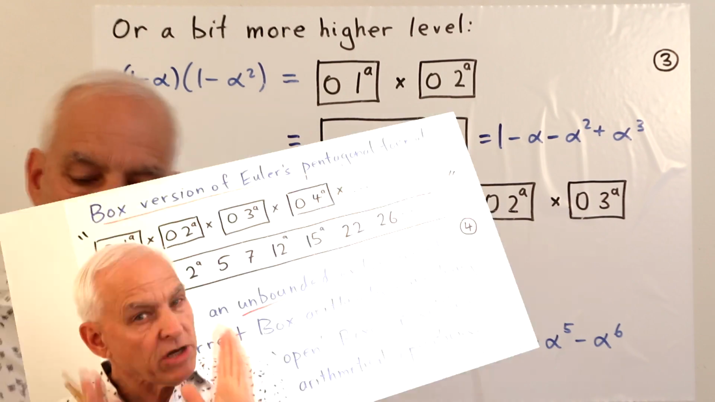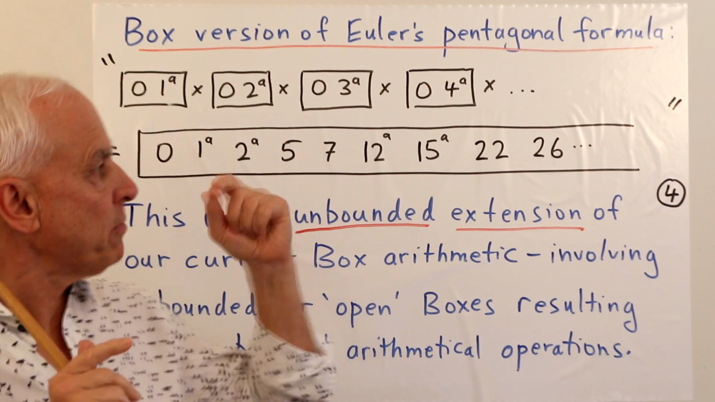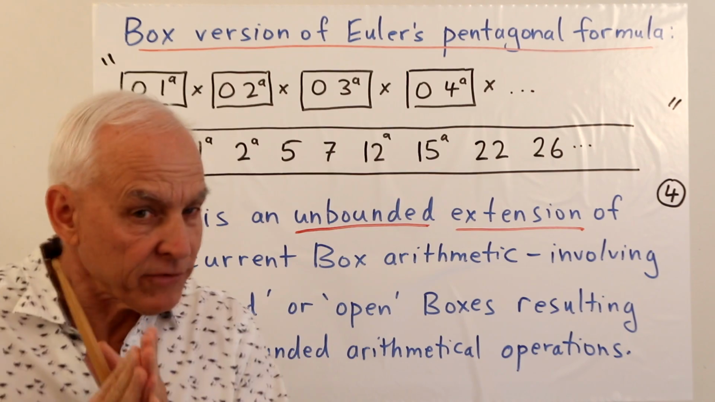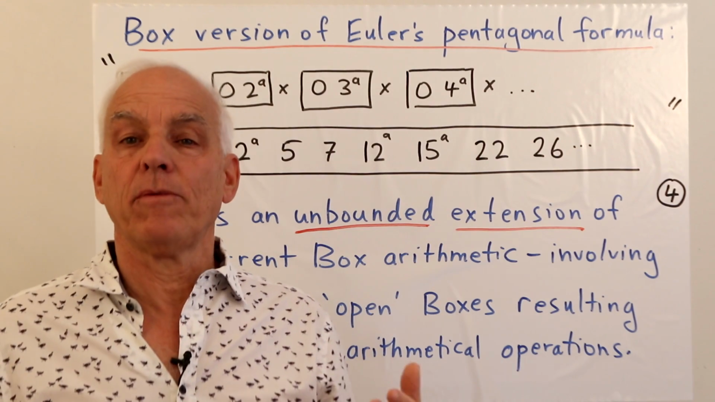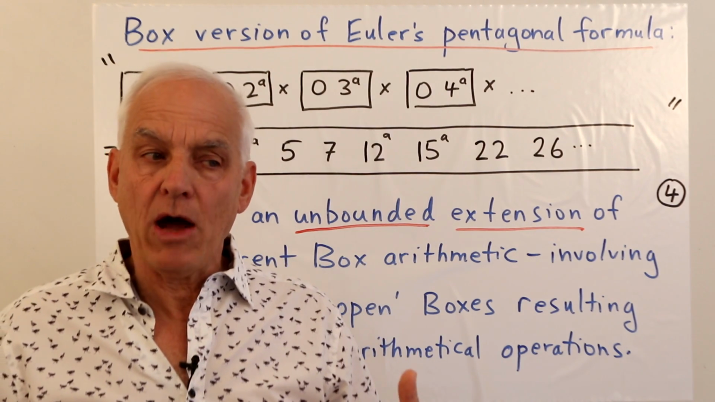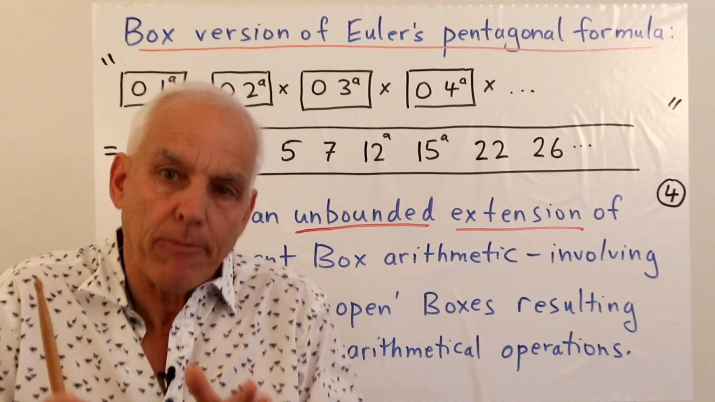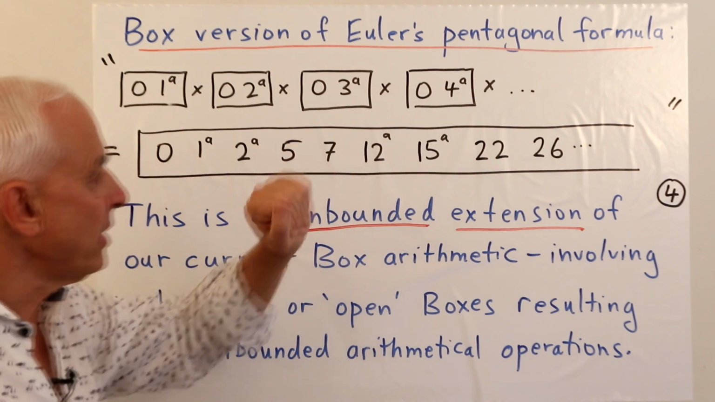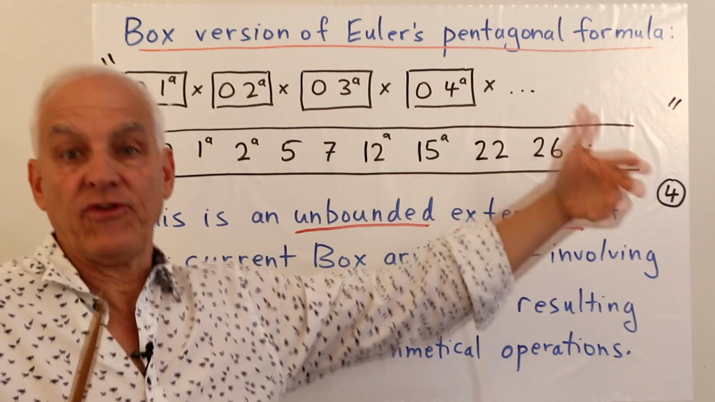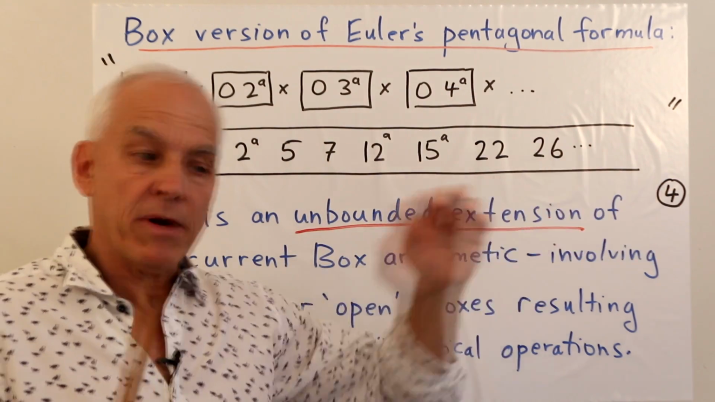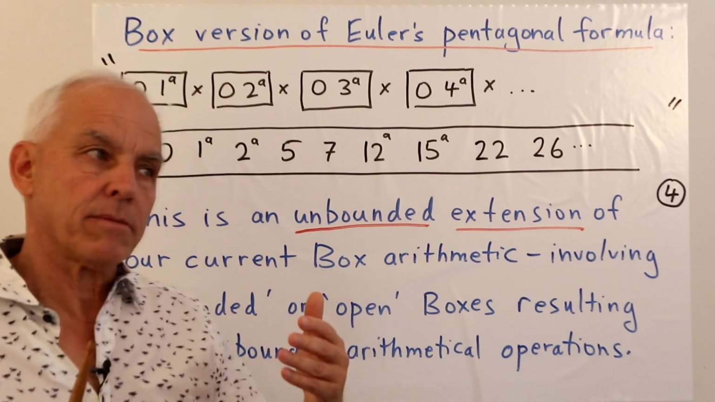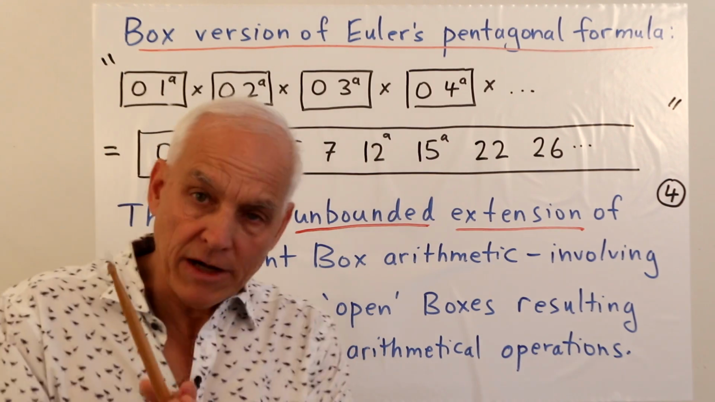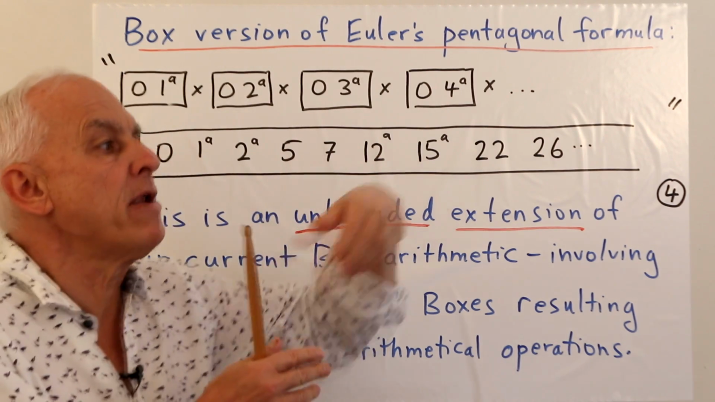Okay, so now let's make the big jump to try to understand Euler's pentagonal formula in this context of box arithmetic. But definitely we have to step outside the bounds of what we've been doing up till now, because now we're not just working with finite numbers of finite objects, because we have this unbounded product and this unbounded sum as the result of it. But nevertheless, we can understand this in the context of box arithmetic in a modest sort of unbounded fashion.